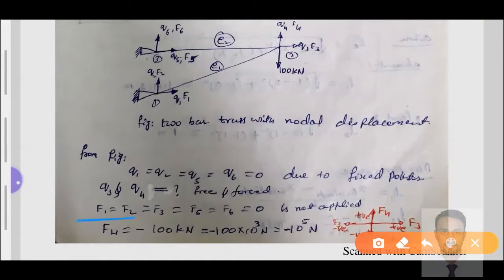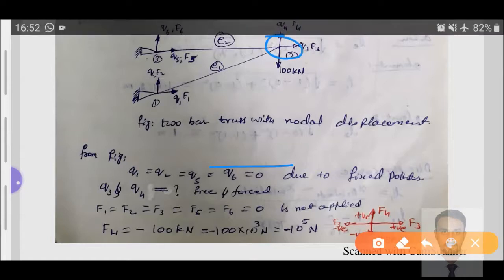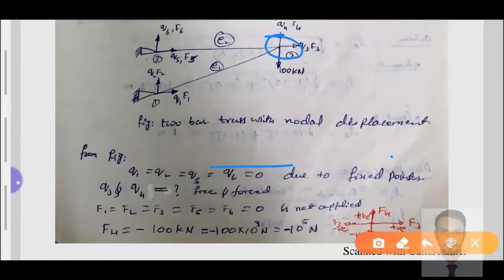Now, based on that, for the element F1, F2, F5, F6 are equal to 0. But here Q3 is not equal to 0, while F3 is equal to 0. Why? Force is not given. There is no force at node number 1 along x direction, so F1 is equal to 0. Along y direction F2 is equal to 0. Similarly, at node number 2, you can see F3 along x direction is equal to 0. Force has not been given. There is no force, F3 is equal to 0.